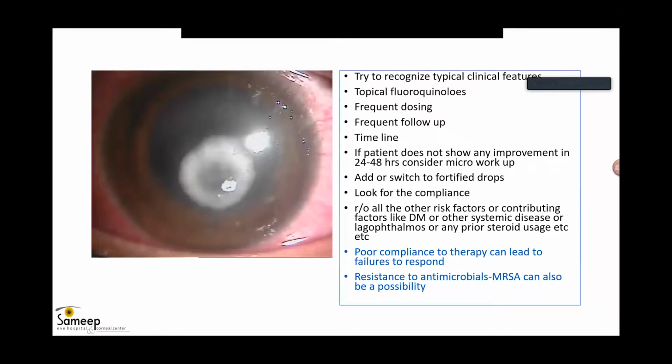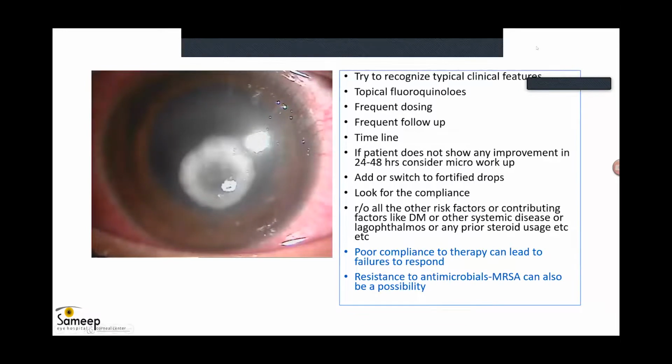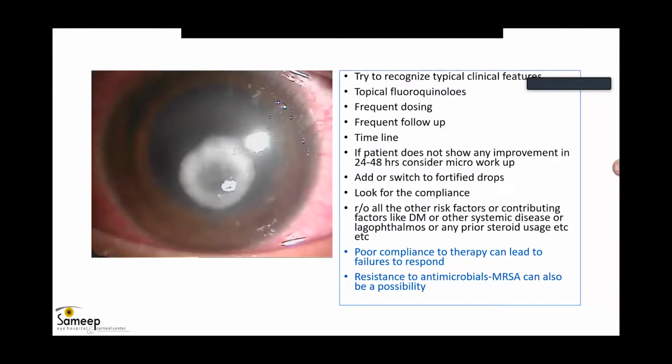So let's look at some of the clinical situations. In this clinical picture, you try to recognize typical clinical features, especially whether it is bacterial or fungal. If it looks bacterial with rounded, well-defined margins and a surrounding cellular infiltration, as you can see here, polymorphonuclear infiltration and little surrounding edema, you could start with topical fluoroquinolones at a proper frequency. It's important to have frequent dosing, like 1 hourly or 2 hourly, depending on the type of ulcer you are dealing with.